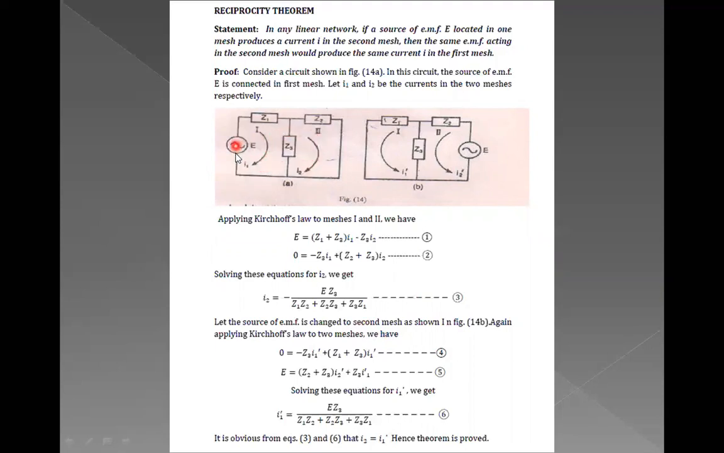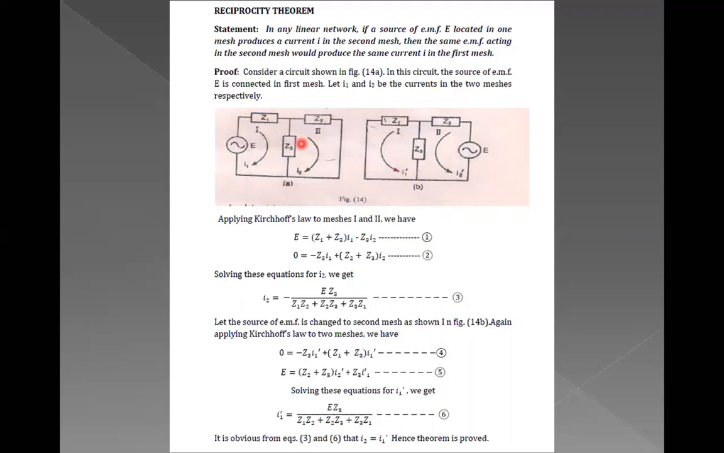it means, as we have considered an EMF E in the first mesh, which is producing a value of I2 in the second mesh, then the same EMF acting in the second mesh. Suppose for the second time, this EMF is connected into the second mesh, and because of this, the same EMF is producing a current value of I1 dash in the first mesh. So according to the reciprocity theorem, this I2 is equal to I1 dash.